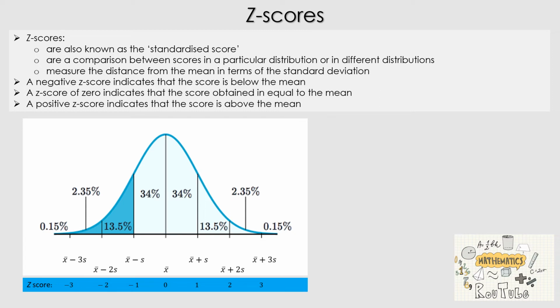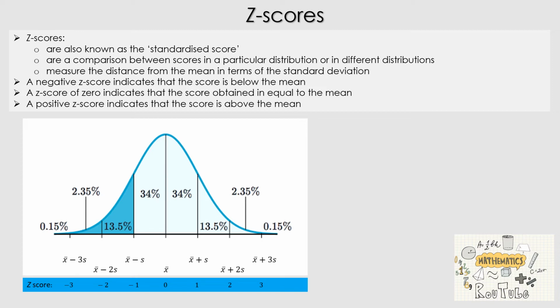And then if you get a positive Z-score or positive standard score, that indicates that the score is above the mean. Okay, so if you get a positive score, so a Z-score of +1, it means it's 1 standard deviation above the mean, or if it's 2, then it's 2 standard deviations above the mean, and if the Z-score is +3, then it is 3 standard deviations above the mean.